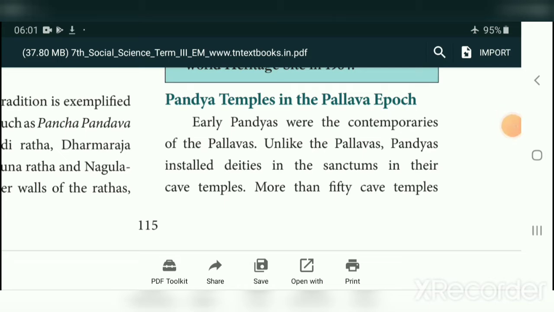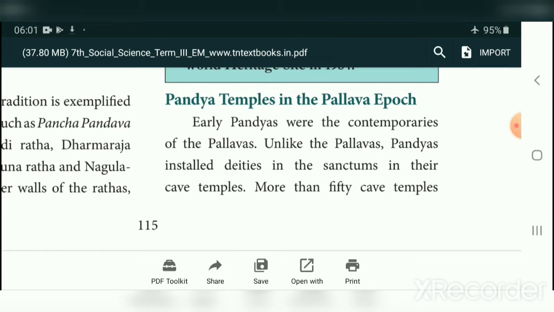Now we will see the Pandya temples. Where did the Pandyas rule? Yes, Madurai. Which temple is famous in Madurai? Yes, the Madurai Meenakshi Amman Temple. Not only that, the Tirupparankundram Temple and Tirumalai Nayak Mahal are famous in Madurai. Particularly, which empire? The Pandya Empire. Pandya temples in the Pallava epoch.